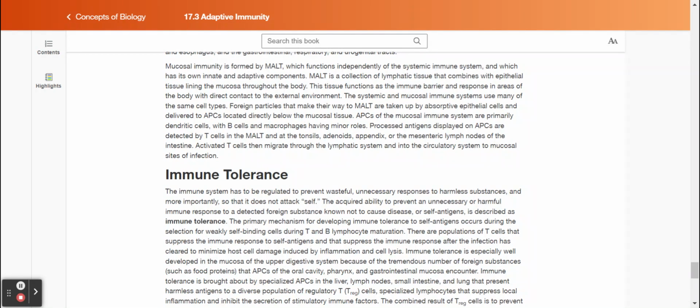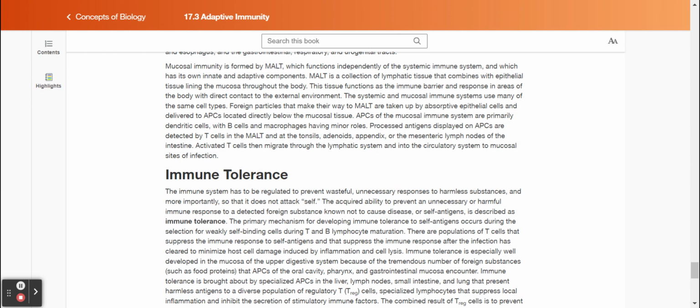Mucosal immunity is formed by MALT, which functions independently of the systemic immune system and which has its own innate and adaptive components. MALT is a collection of lymphatic tissue that combines with epithelial tissue lining the mucosa throughout the body. This tissue functions as the immune barrier and response in areas of the body with direct contact to the external environment. The systemic and mucosal immune systems use many of the same cell types.